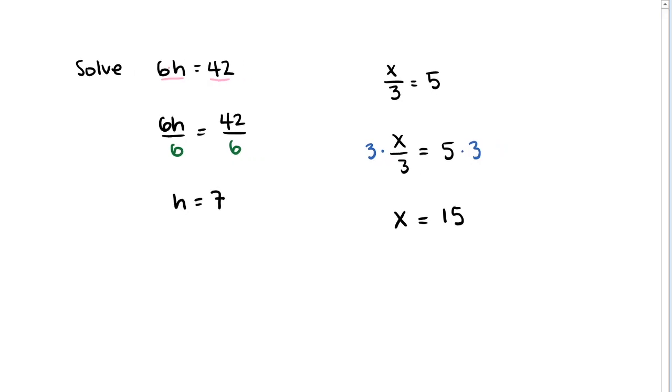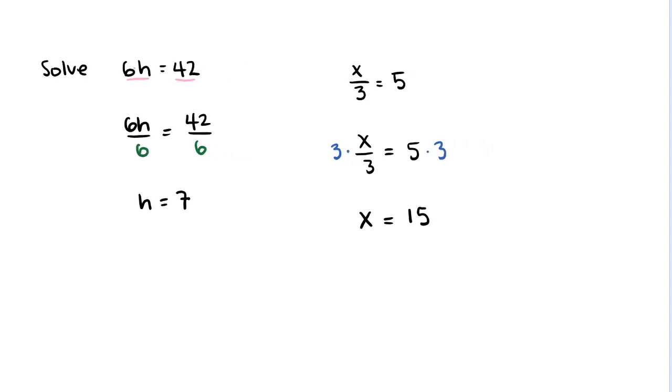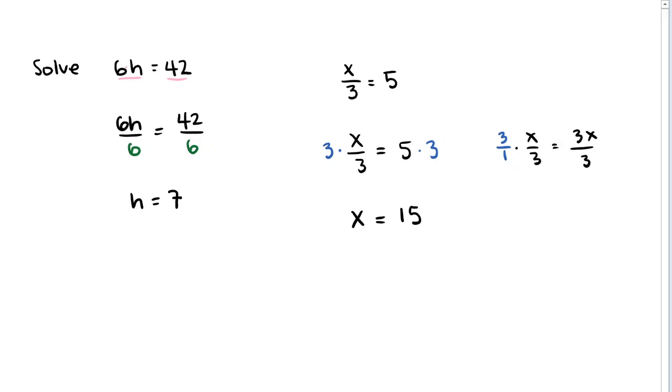Now, one thing I want to mention is, we've spent a little bit of time talking about fractions and how we can work with fractions, but I just want to emphasize how we multiply by 3 a little bit more explicitly. Well, we can write 3 as 3 over 1. This is multiplied by x over 3. And that would give us 3 times x over 1 times 3. When we multiply two fractions, we just multiply straight across.